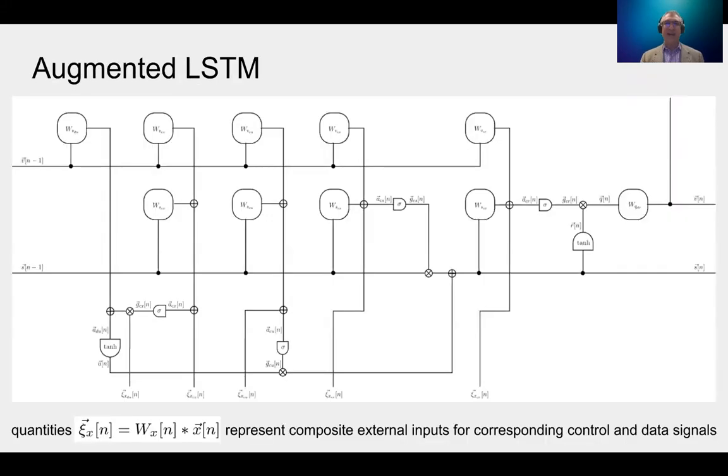The schematic diagram of the augmented LSTM system features the new control input stage and also highlights the convolutions of the external input signal with dedicated matrix-valued filters.